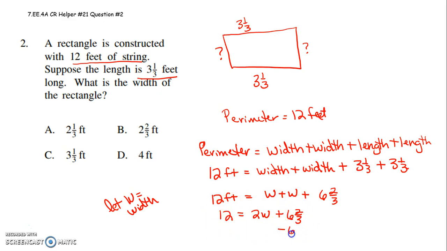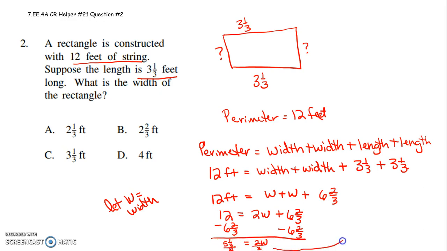I'm going to subtract 6 2/3 on each side. And I'll have 2W equals 12 minus 6 2/3. You can use your calculator if you need. That's going to get you 5 1/3. So this 5 1/3 equals 2W. To get W all by itself, divide both sides by 2.